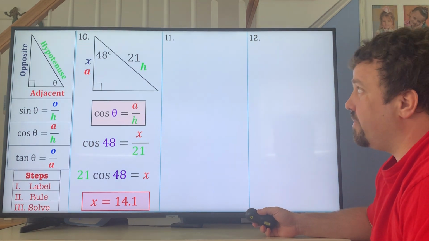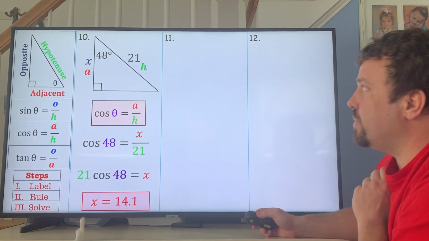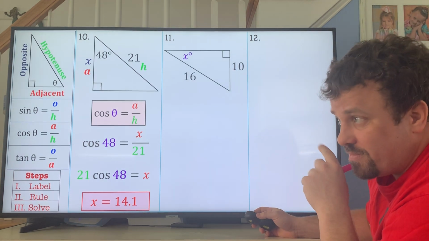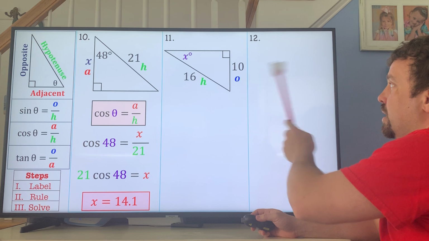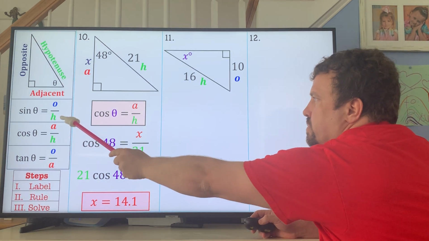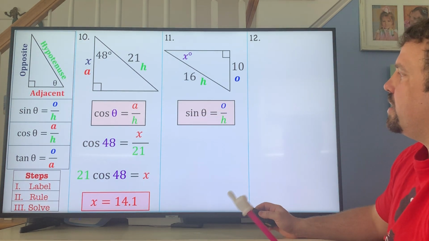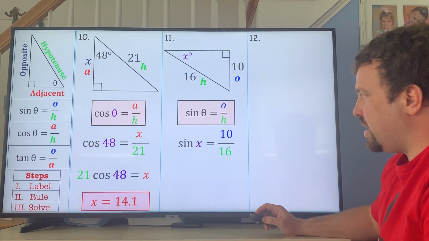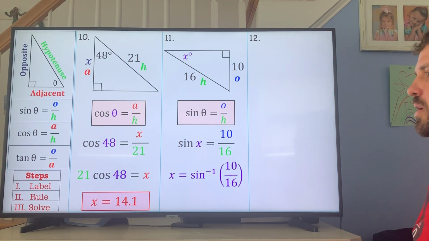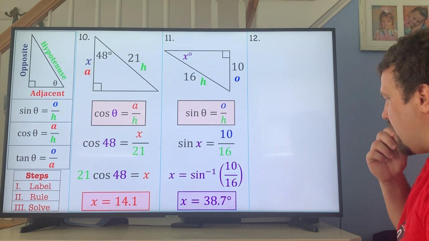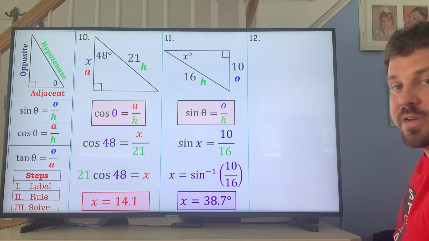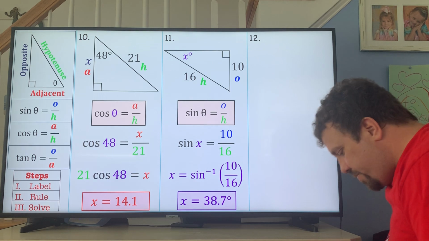All right? Next problem, number 11. Hypotenuse, opposite, which is sine. Sine x is 10 over 16. Sine inverse of 10 over 16, and you get 38.7 degrees.